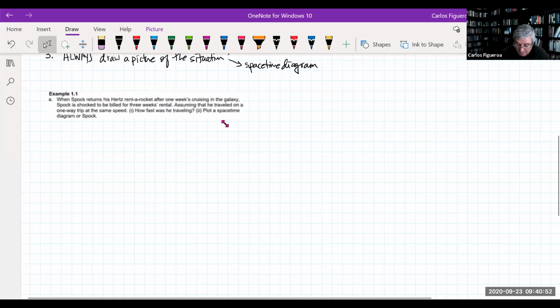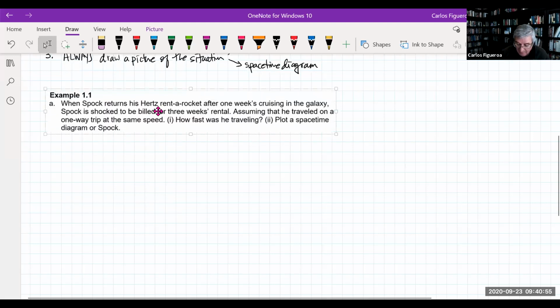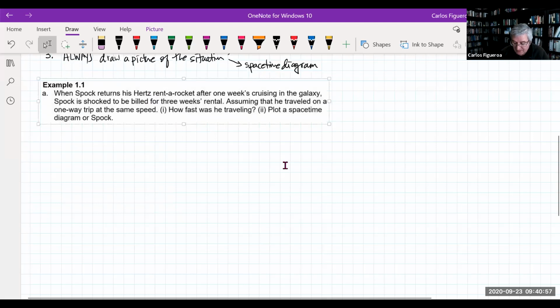And make this nice and big so that you can see it. Right, so this is a fairly straightforward problem.